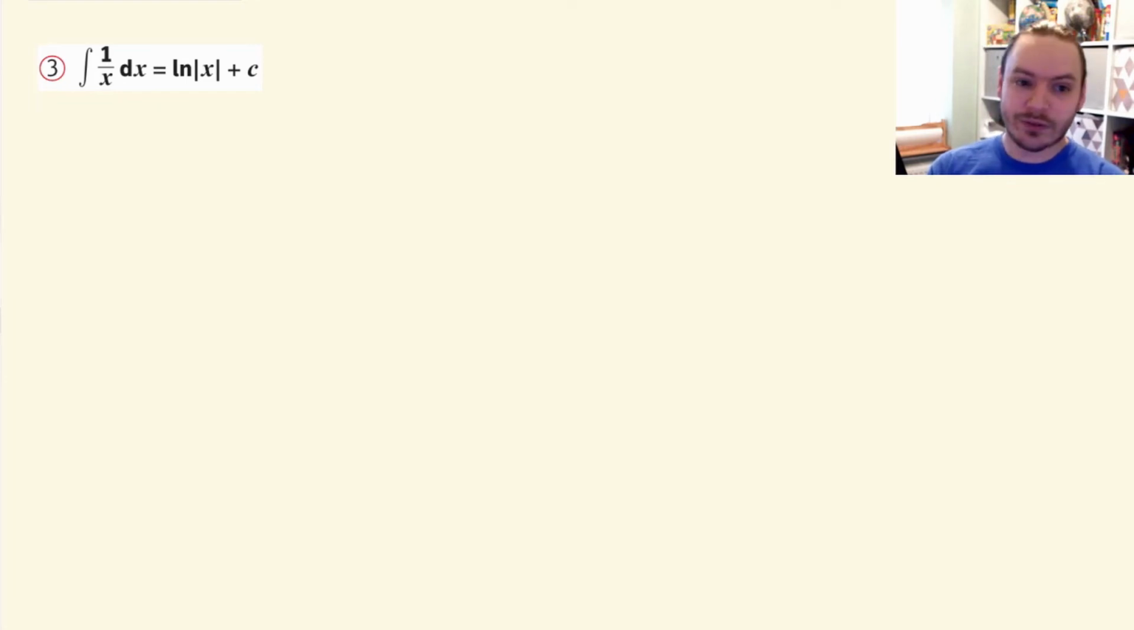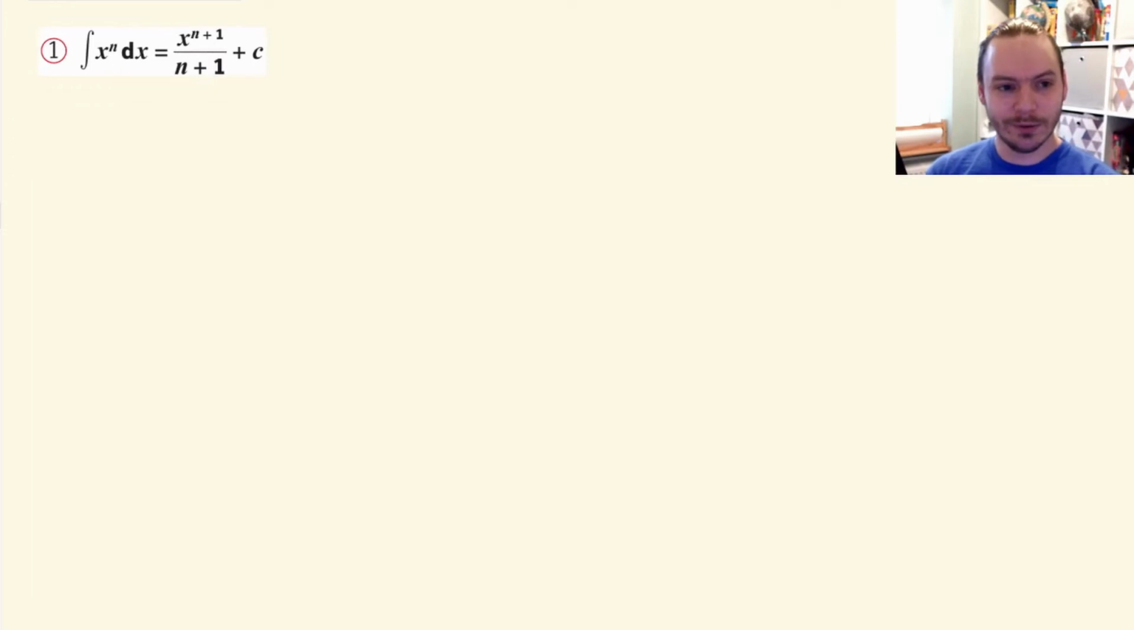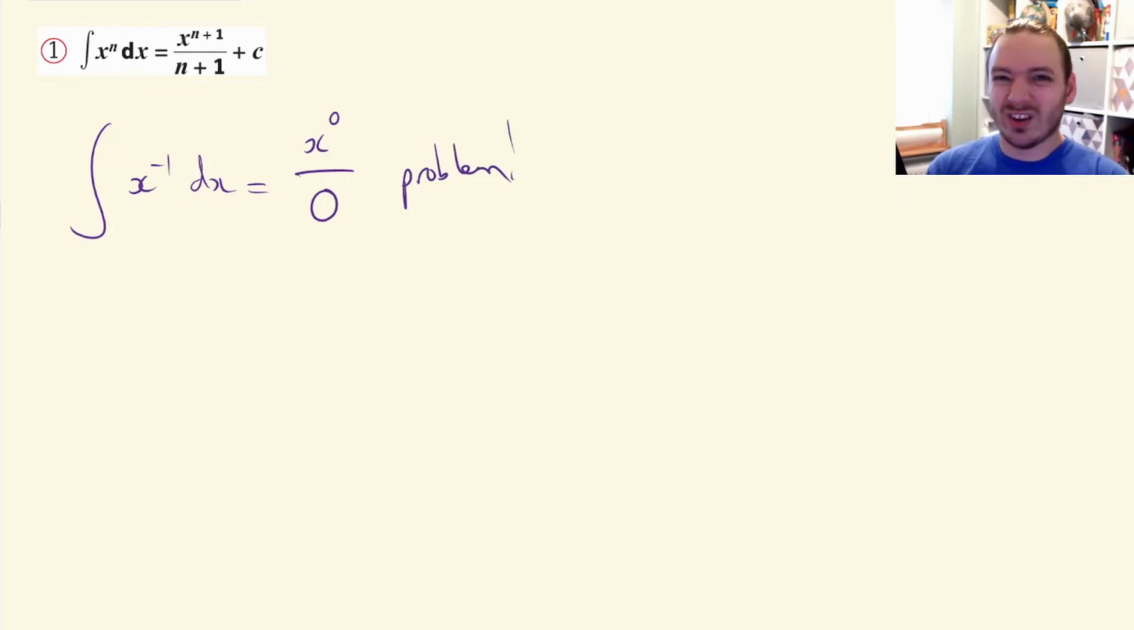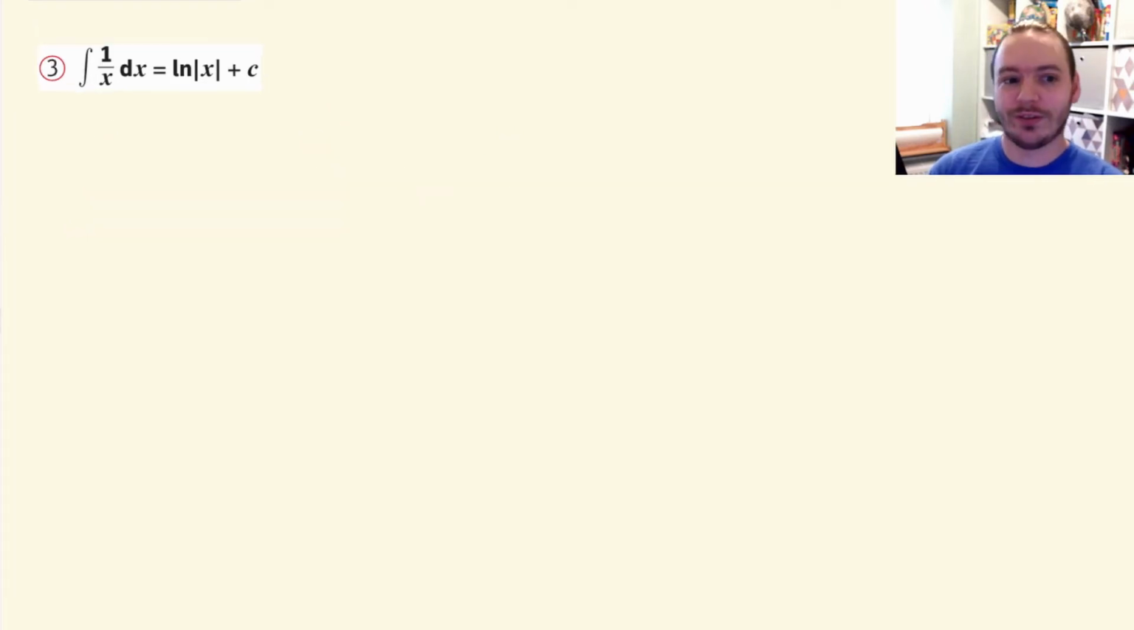Remember that if I come back to our linear one, 1 over x is x to the minus 1. So integrating x to the minus 1 according to this rule would give us x to the 0 divided by 0, which was problematic, right? So we can't use this standard rule for 1 over x. However, because we know how to differentiate natural log, we can now integrate 1 over x. It's the thing that works.